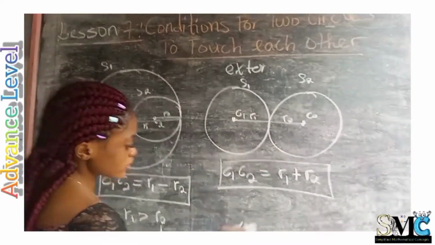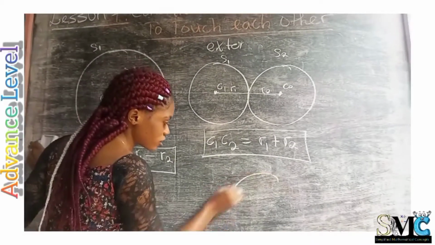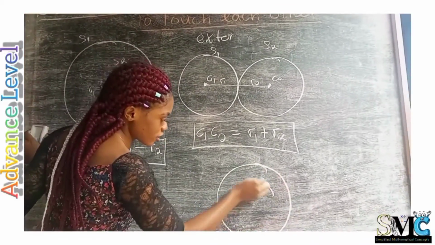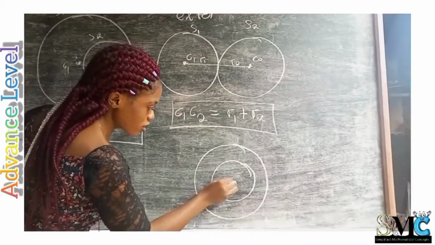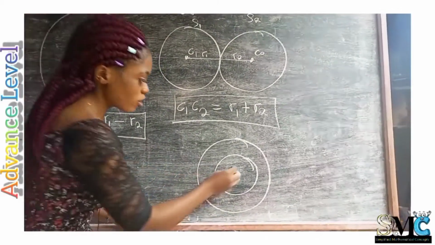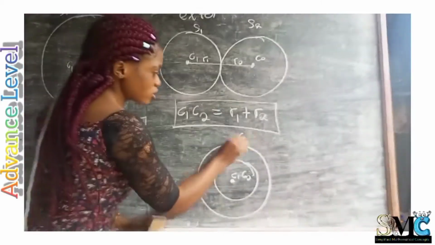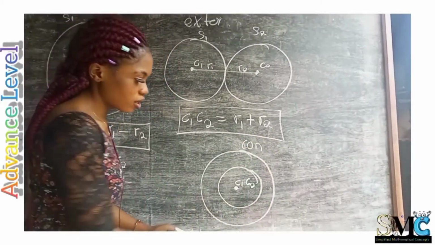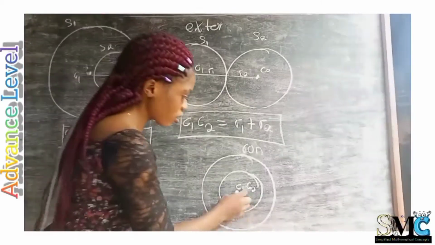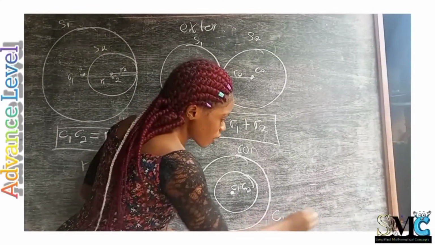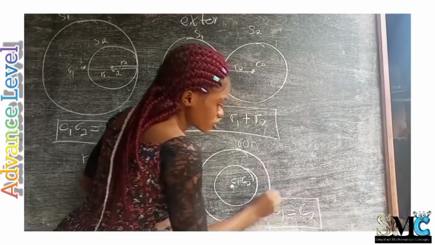Now, if two circles are concentric, these are two concentric circles. Two circles are said to be concentric if they have a common center. So these circles are concentric. If two circles are concentric, then the condition is simply C1 is equal to C2.